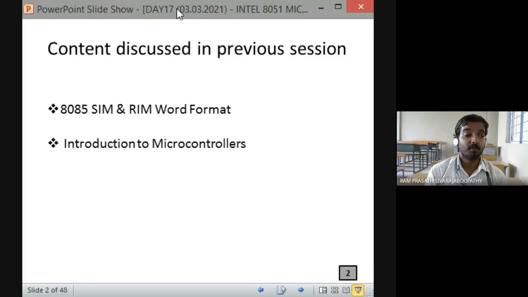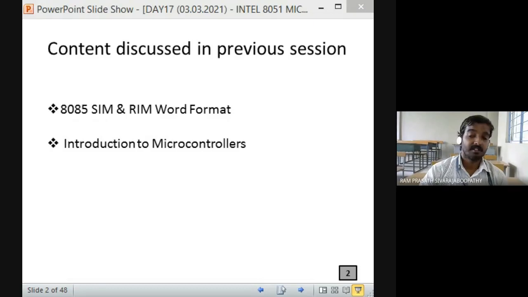Then we introduced microcontrollers. In short, what can a microcontroller be called? Yes, very good, Dixon. Very good. System on a chip. Okay, fine.